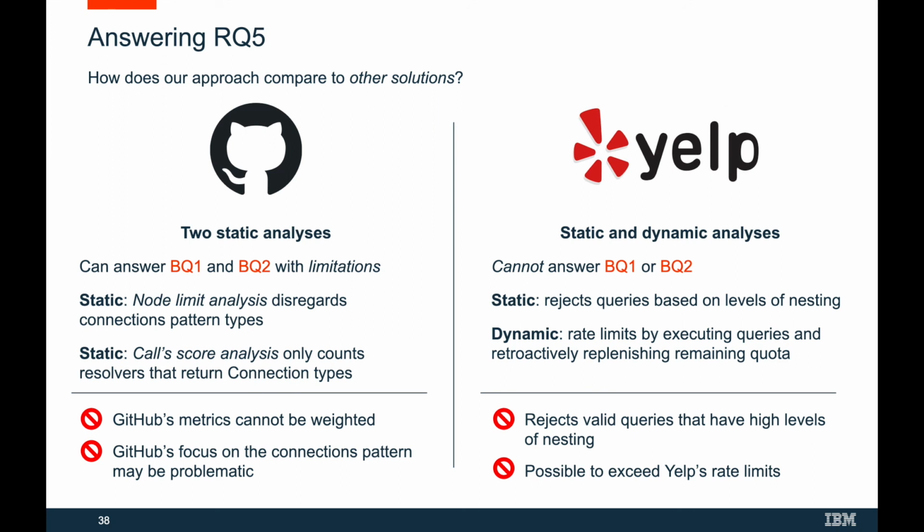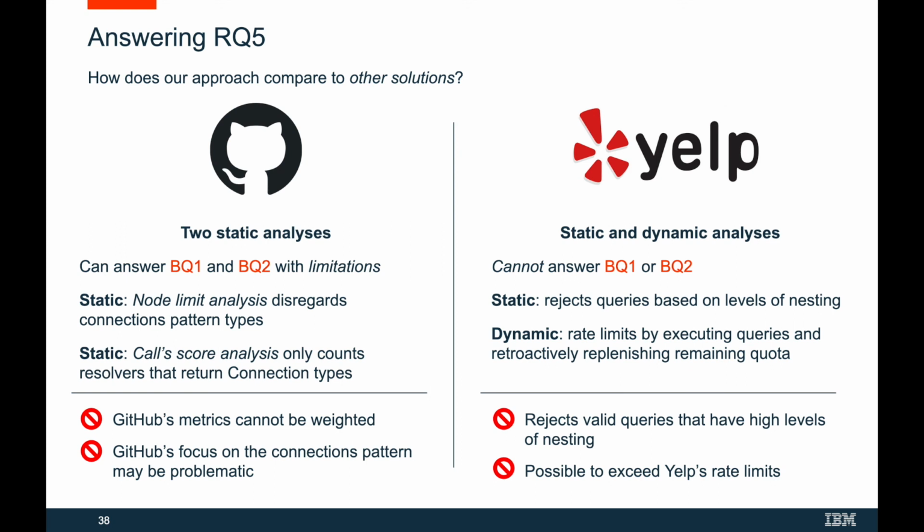Firstly, GitHub static analyses cannot be weighted. Weighting is important because arbitrary types and resolvers will have different resource footprints. A repository object will likely have a bigger footprint than an issue object. Secondly, GitHub's over-reliance on the connections pattern may be problematic. When our study began, GitHub shared a shortcoming with Library B and Library C. It did not properly handle unpaginated lists. We reported this possible denial of service vector, and GitHub confirmed the issue and have since patched their analysis.